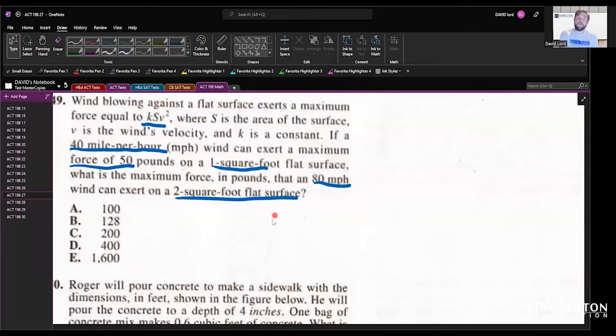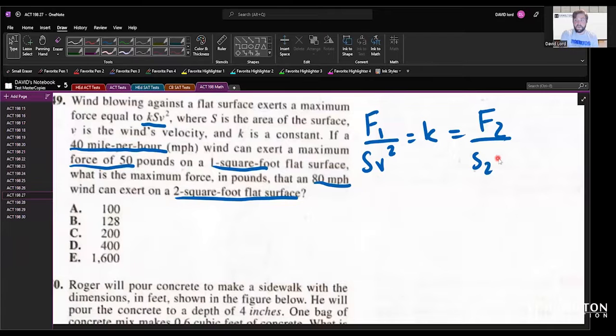So there are two approaches here. We can solve for K, then plug it into our equation to solve for F, or we can make our own equation where we use K as the common connector. So what would that look like? Well, it would be force 1 over SV squared is equal to K, and then that would equal force 2, and again, the surface area the second time, and the V of the second one. So there should be a 1 here and 1 here. The benefit of this is we don't have to solve for K, and we can go straight to getting the answer. So that's what I'm going to do.